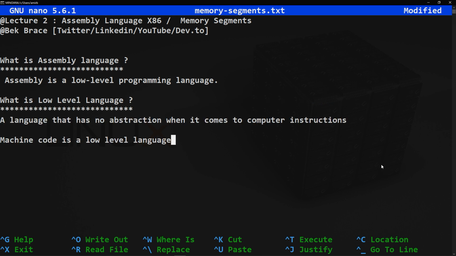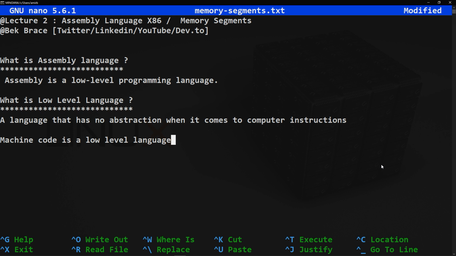So machine code is a low-level language which is only binary code, and assembly is the readable form of the machine code. So when you write a program in assembly, it gets assembled to machine code and executed very fast because there are no layers between them. In contrast to most high-level programming languages, which are generally cross-platform languages like PHP, Java, Python, and so on.